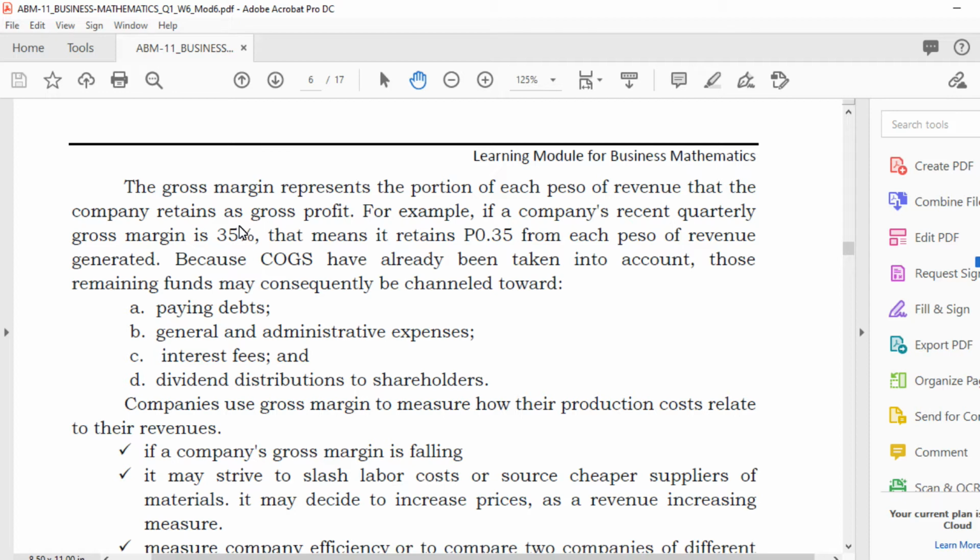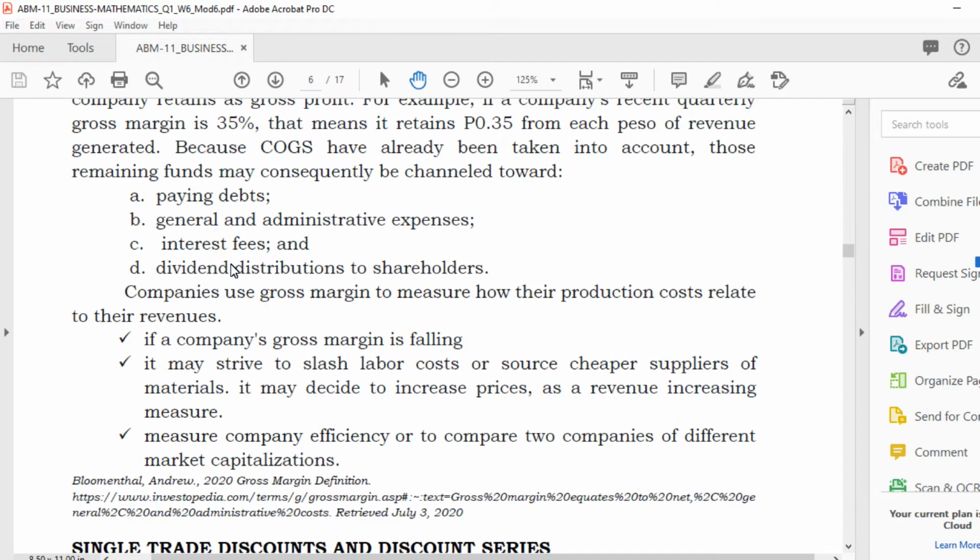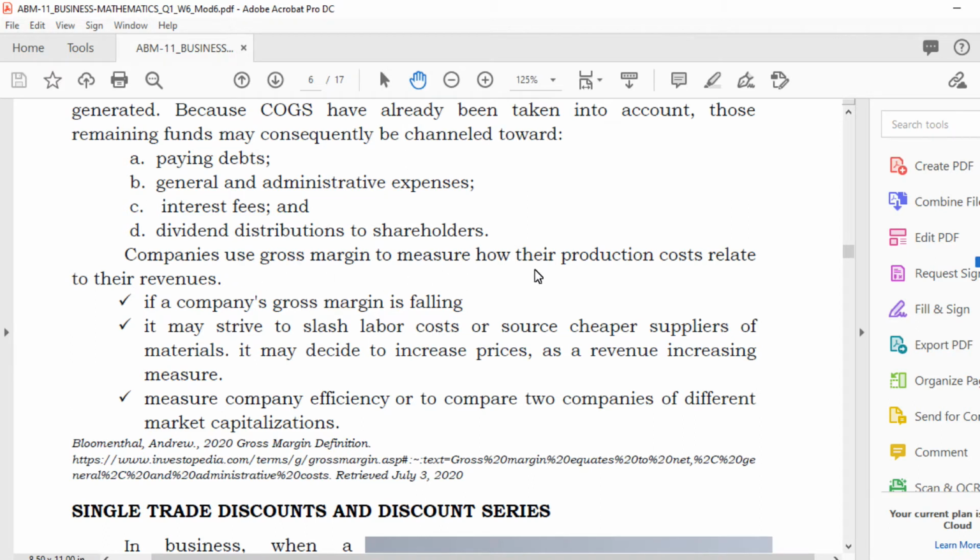For example, if a company's quarterly gross margin is 35%, that means it retains 0.35 from each peso of revenue generated. So, because COGS have already been taken into account, those remaining funds may consequently be channeled toward debts, interest fees. So, yung sinasabi ko sa inyo na after the gross profit, ilalabas pa yan para makuha natin yung net income. So, sabi dito, companies use gross margin to measure how their production costs relate to their revenue.